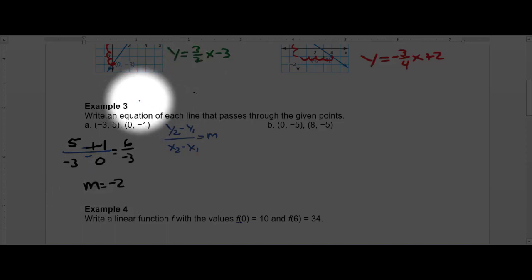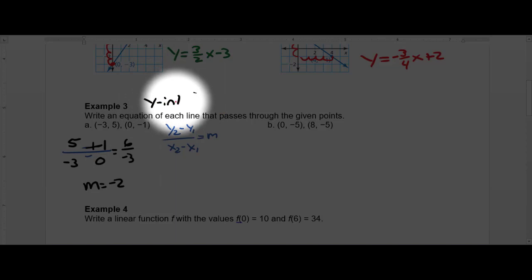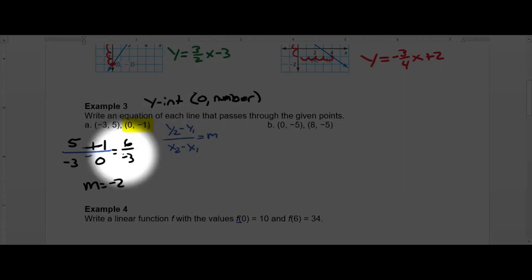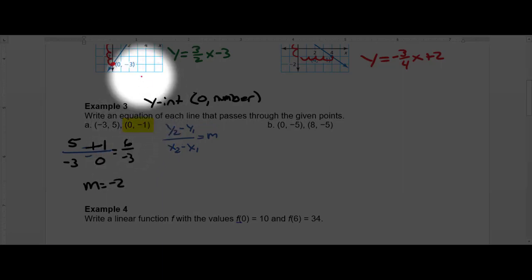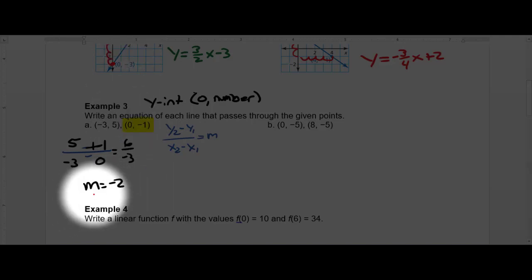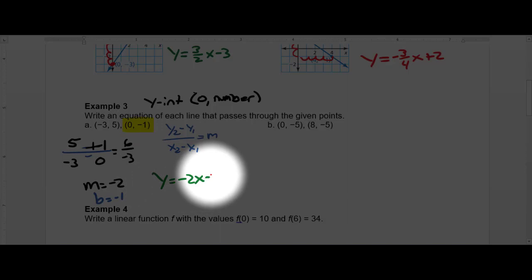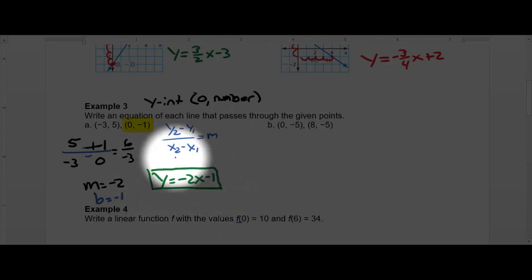Now y-intercepts. Y-intercepts always have a 0 in for x and some other number in for y. So my y-intercept is this part right here, because I have a 0 in for x and a -1 in for y. So I can see that my b value is -1. So my final answer here to write this equation is y equals -2x minus 1.